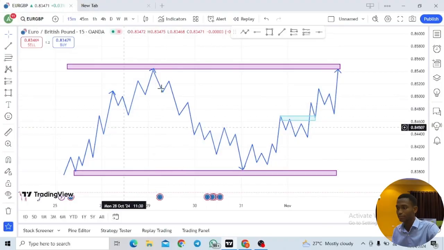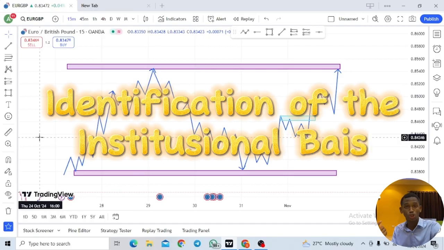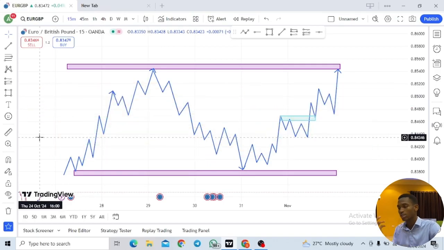So we have the charts here, and I'm just going to give you a simple example of how the forex chart works. Now, the first thing you need to do once you jump into a market, having little or no knowledge, trying out the strategies, is identification of the institutional bias. Now, what does it mean? Basically, it is to identify the market trends or the direction of the market.